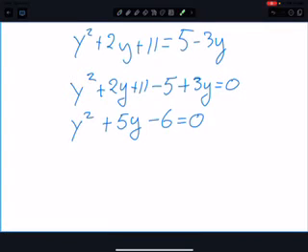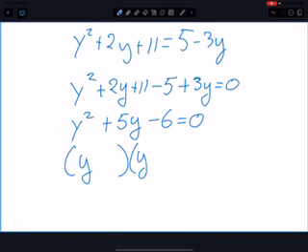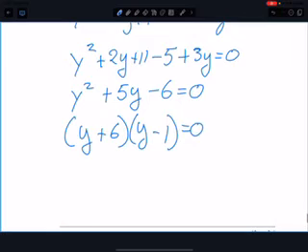Two numbers multiplied with each other equals negative 6. Two numbers added with each other, positive 5, y. Let's see. 2 and 3, 2 and 3, 6 and 1. It looks like 6 and 1. Plus 6, minus 1. Plus 6 minus 1. That is the answer. So, y equals negative 6, or y equals 1.